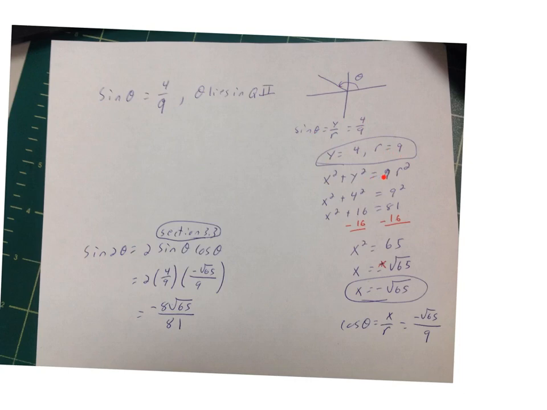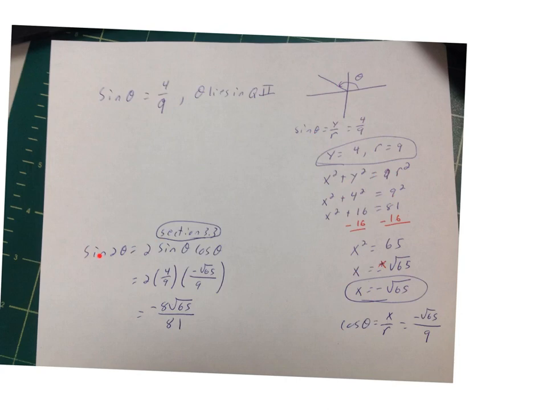We use the Pythagorean theorem, x squared plus y squared equals r squared, and we can find the value of x. Y is 4, r is 9, and so we subtract 16. So x squared is 65, or x is going to be plus or minus the square root of 65. Since we're in quadrant 2, x is going to be negative. So the cosine of theta, by definition, is x over r, which is negative square root of 65 over 9.